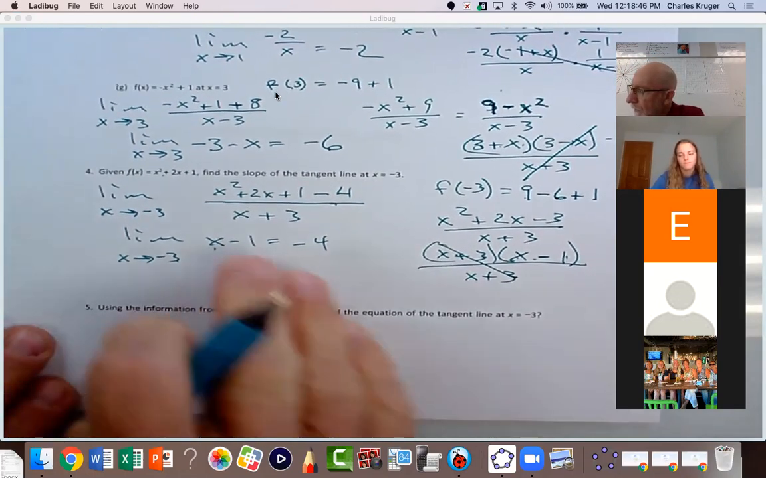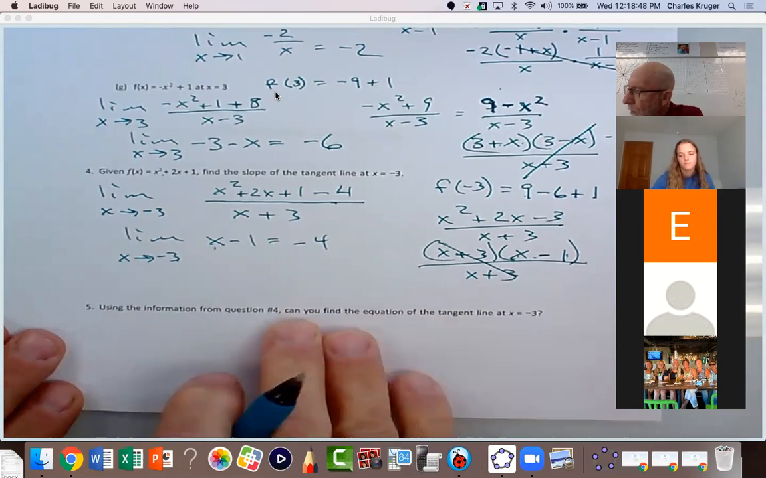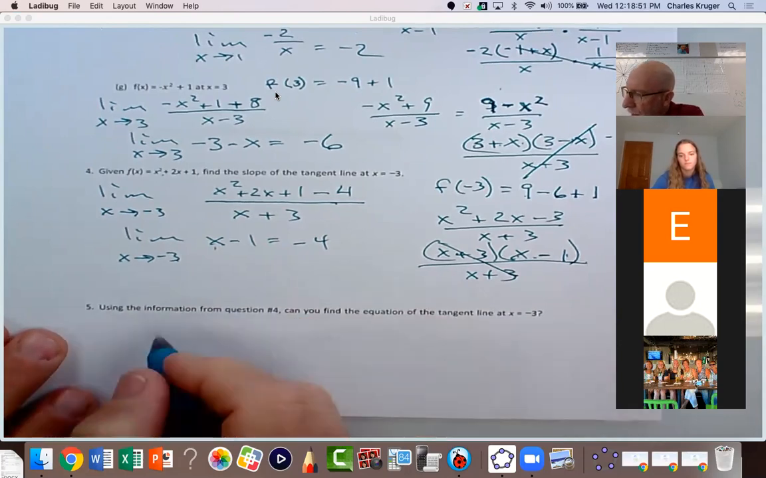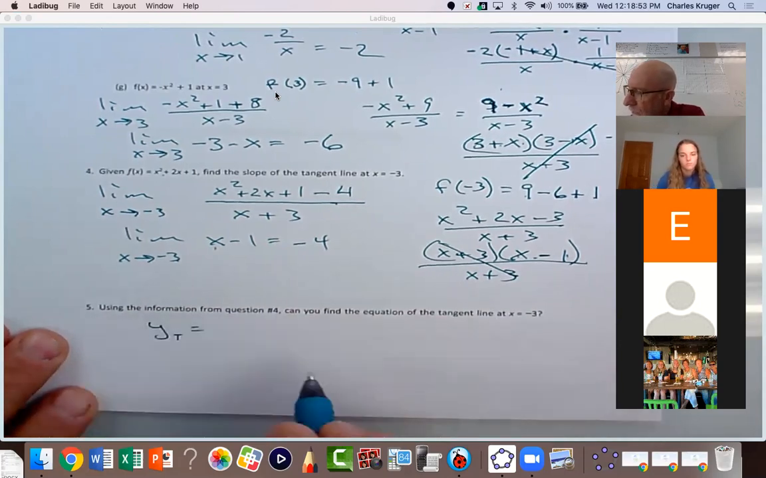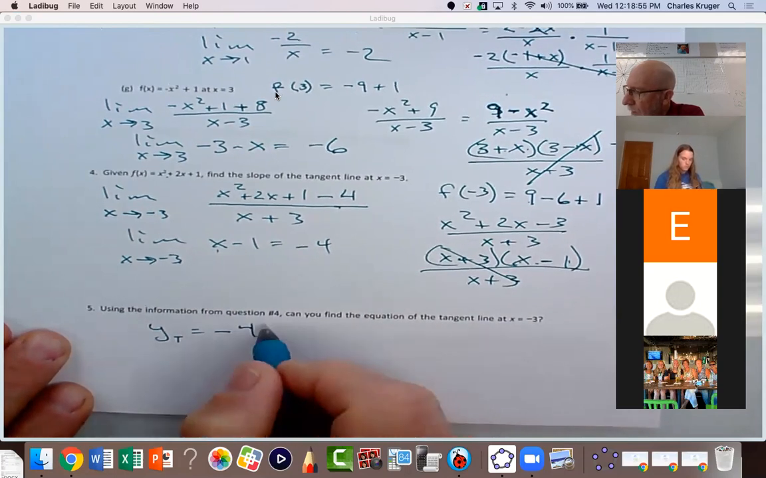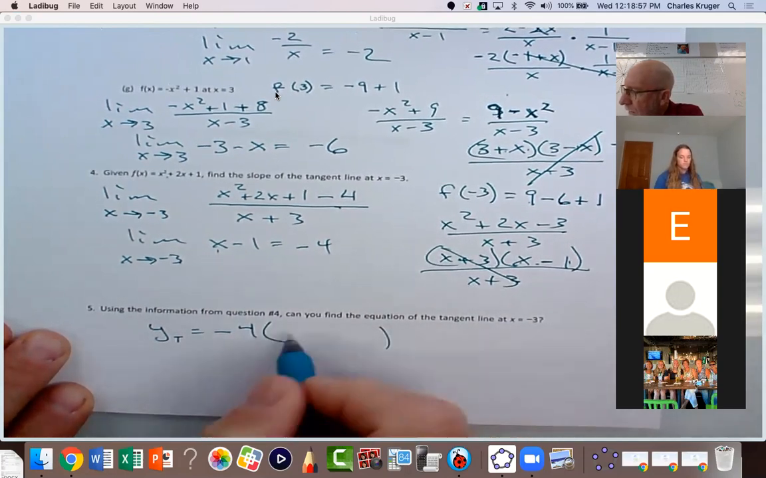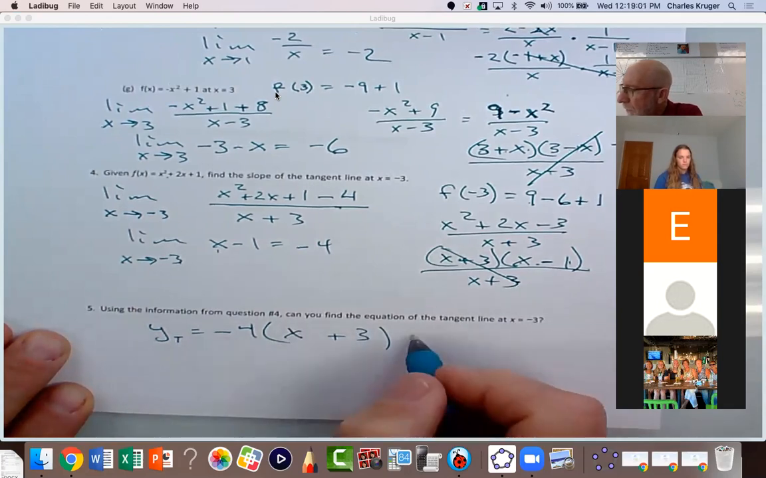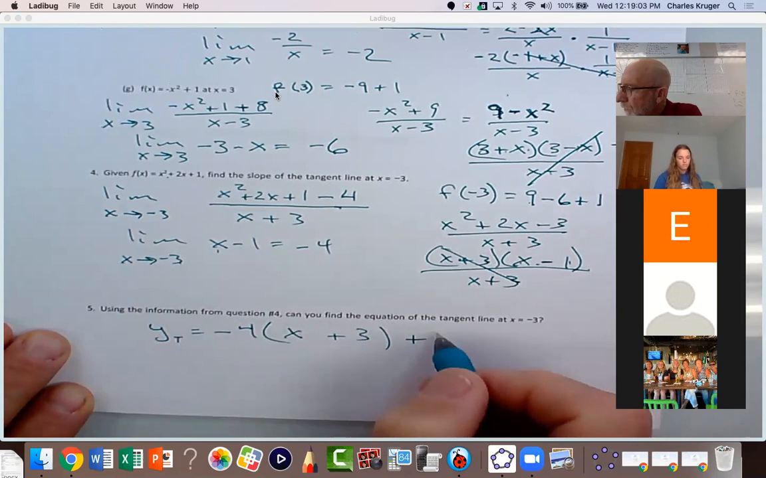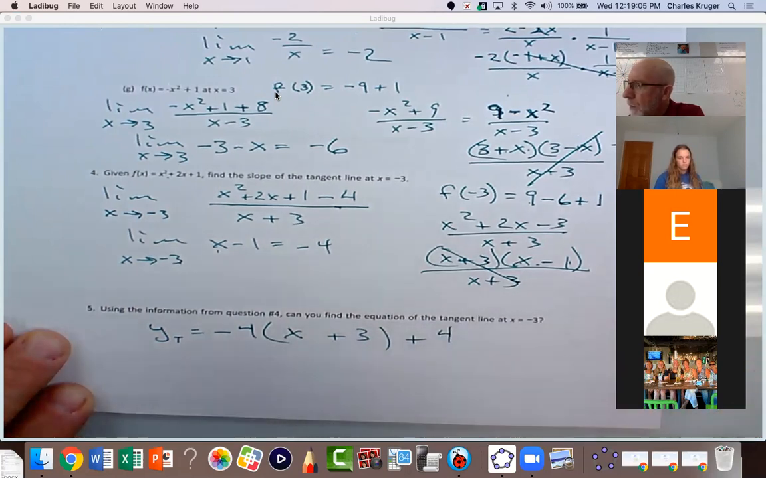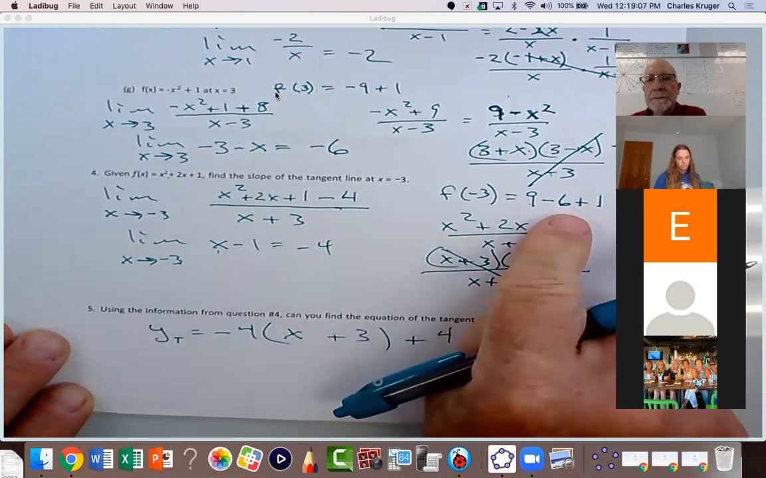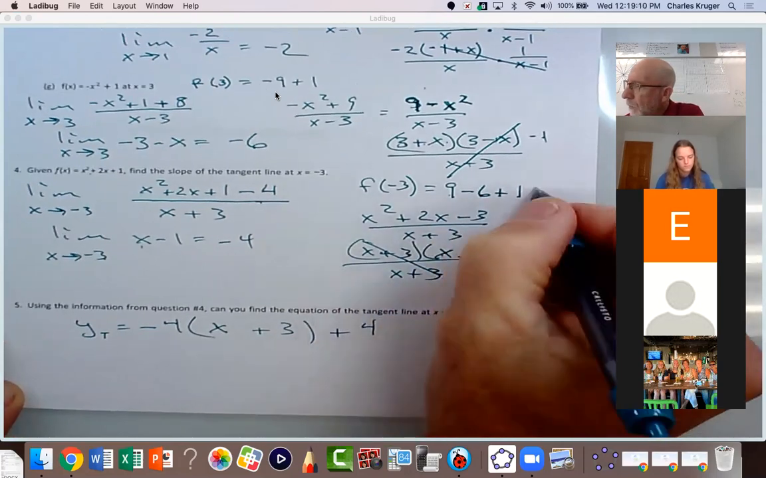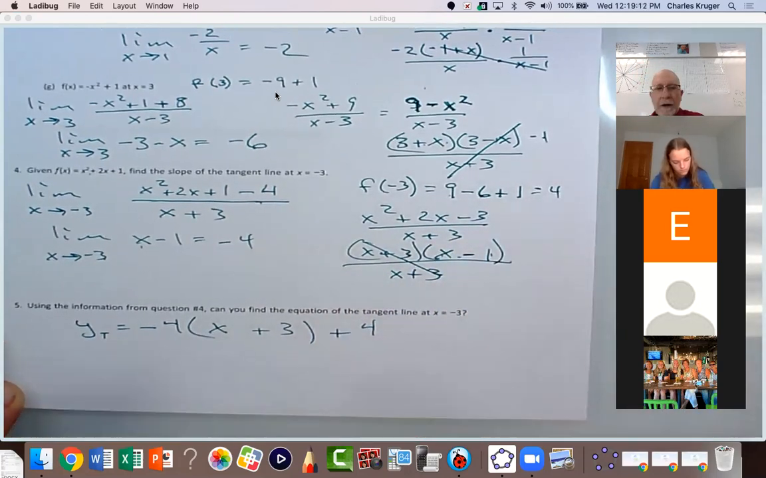So I'm going to use this on this equation. Can you find the equation of the tangent line? Well, the equation of the tangent line needs slope, which is a negative 4, times x minus a negative 3, which is x plus 3, plus my y value, which was 4, which I figured out right here. And so that was that.